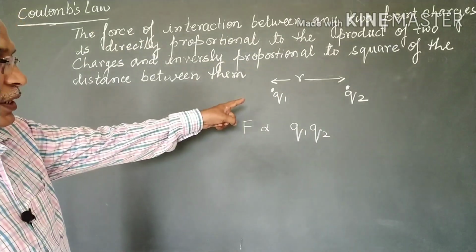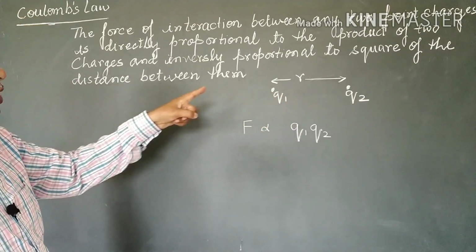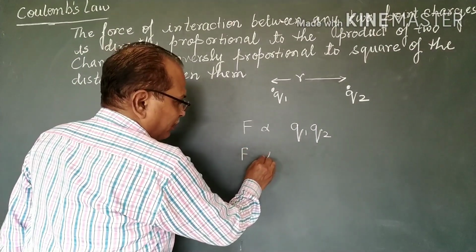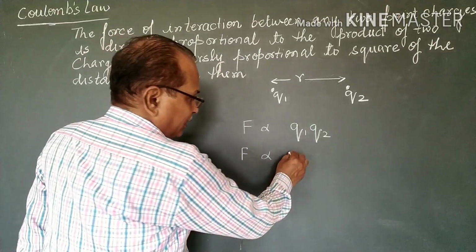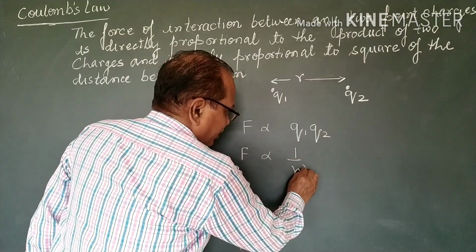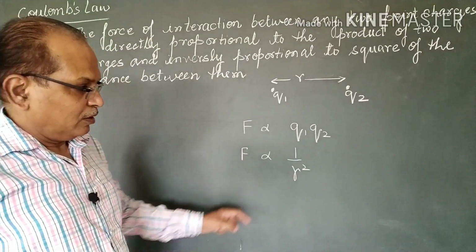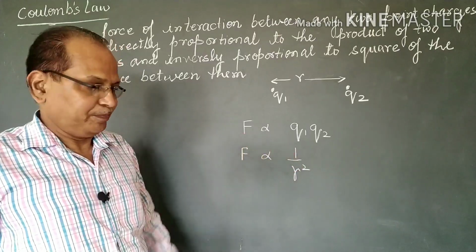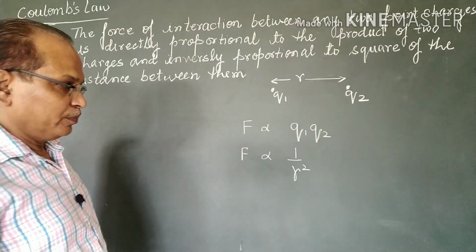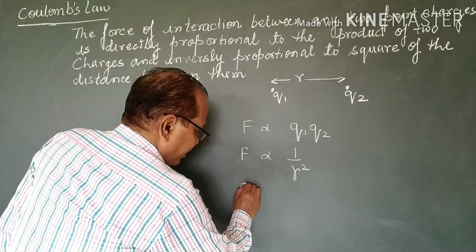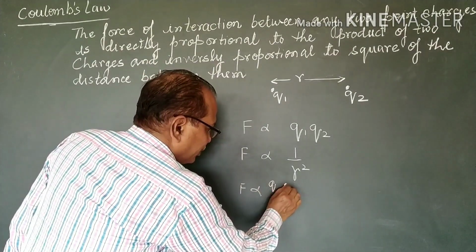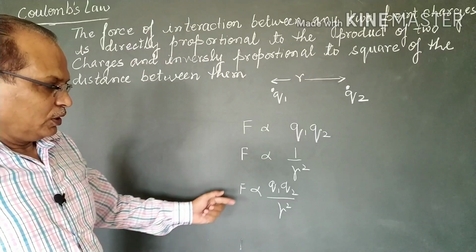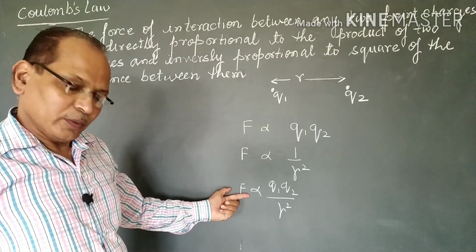Q1 and Q2 are the two charges. And second, the force of attraction or repulsion between the two charges is inversely proportional to the square of the distance. Square, to maintain the formula dimensionally correct. On combining the two equations, we get F proportional to Q1 Q2 upon R square. So this is Coulomb's law.